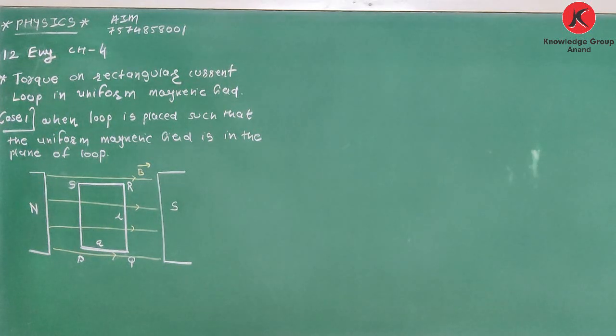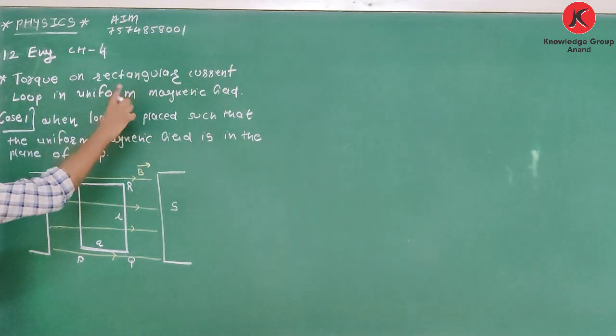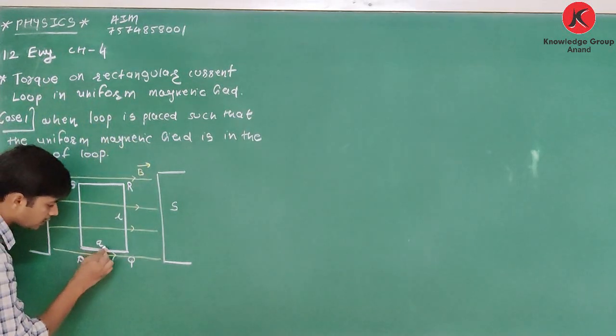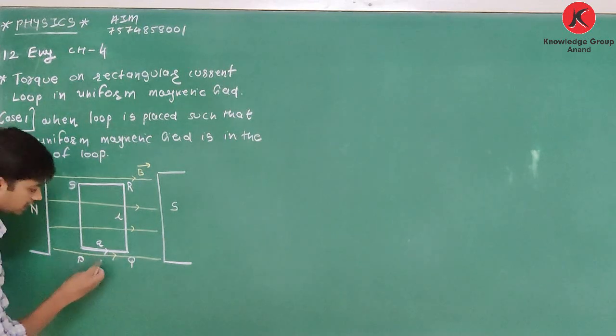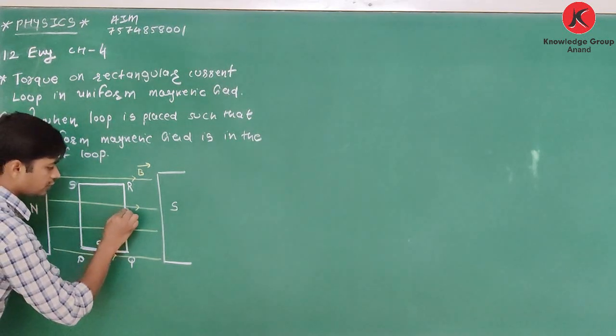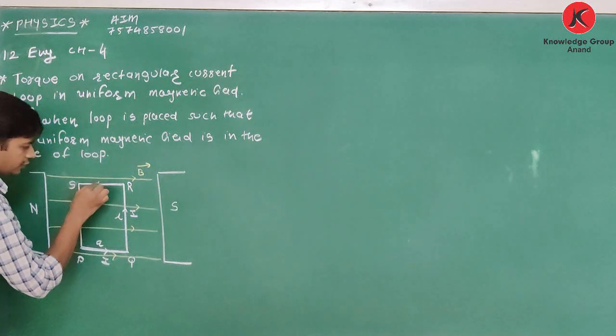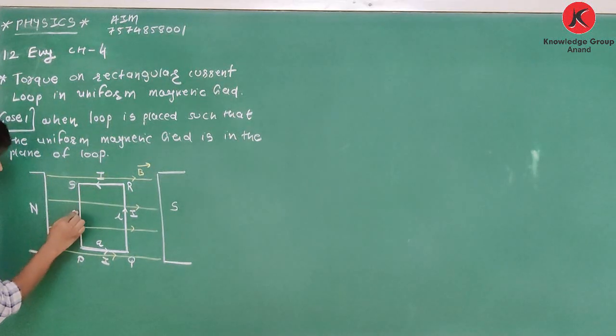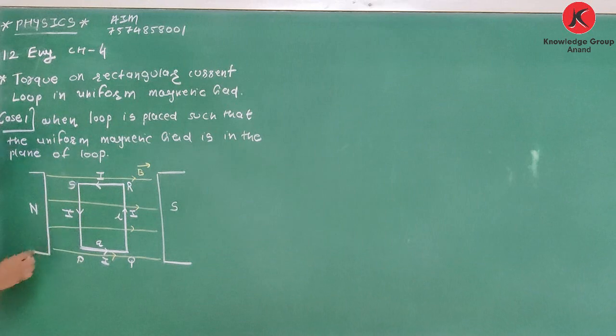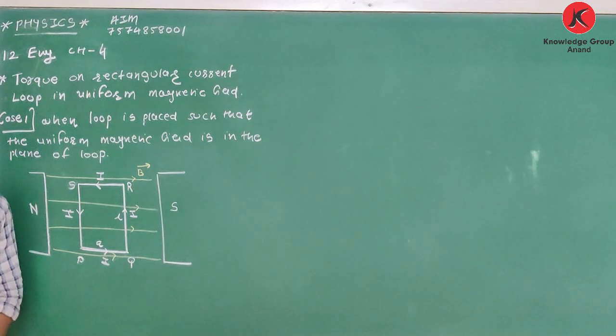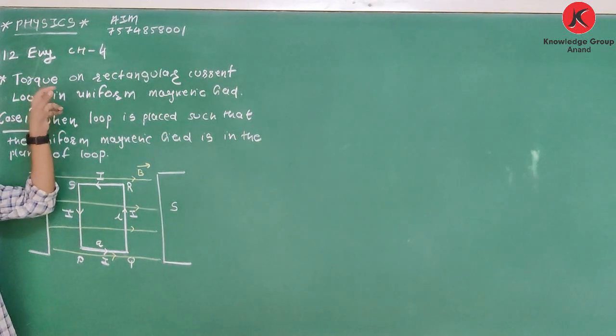When the loop is placed, torque acting on a rectangular current loop means current is flowing. So the current flowing is I in this direction. In this loop the current flowing is I. See this title: when the loop is placed such that the uniform magnetic field is in the plane of the loop. Yes, we have to find the torque.